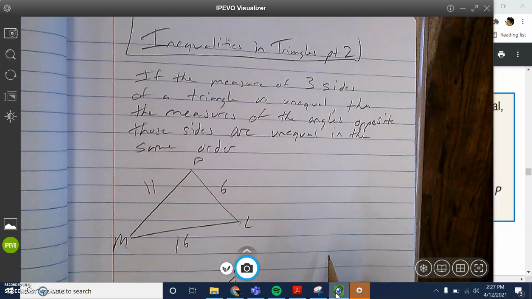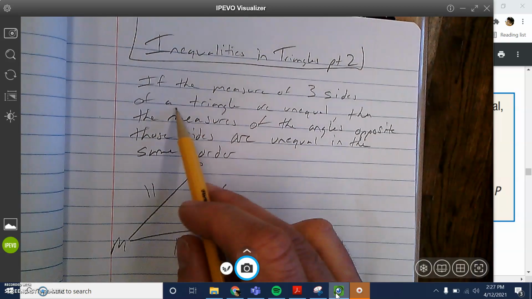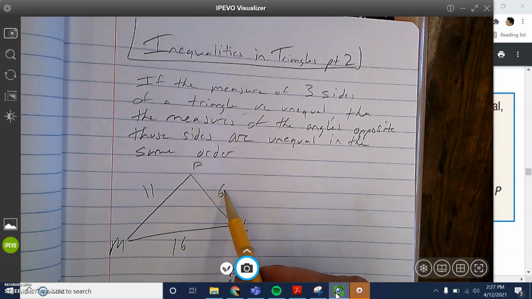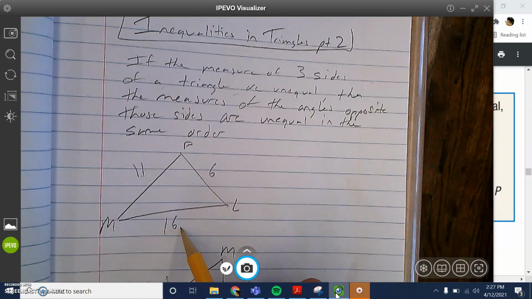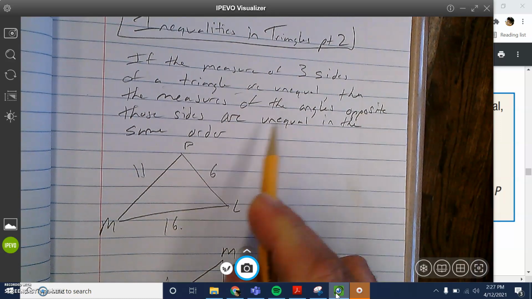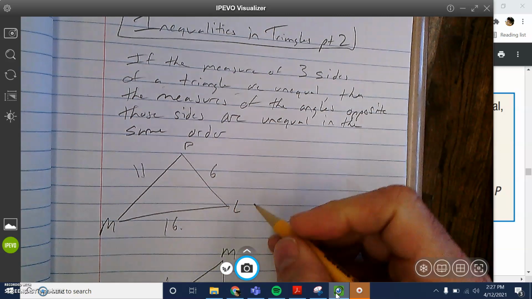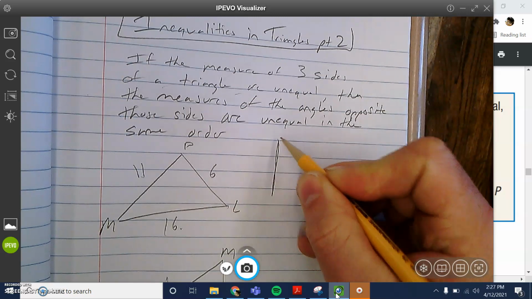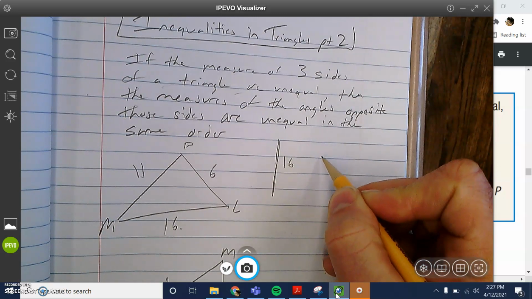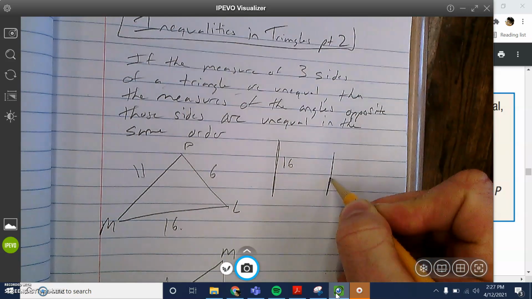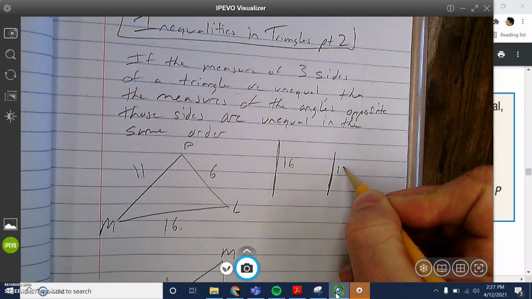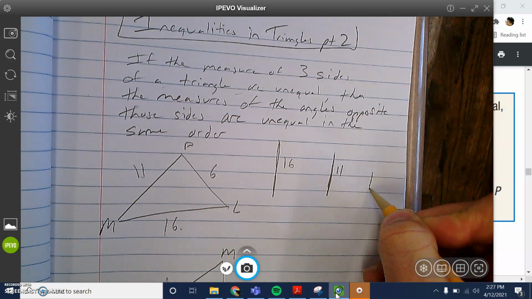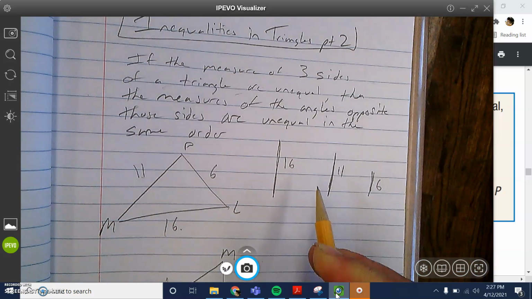Here are my notes. The measures of the three sides of a triangle are unequal. We got that, 6, 11, and 16. Then the measures of the angles opposite those sides are unequal in the same order. So let's just go backwards from what we did last time. Let's say this is 16, and then 11 is less than that, right? And then 6 is even smaller.